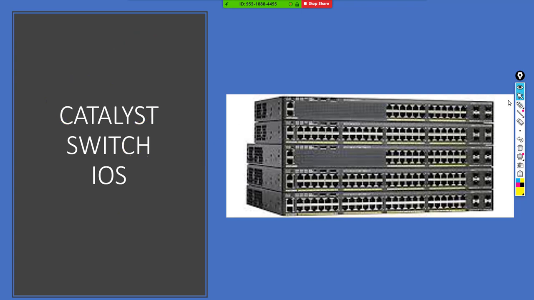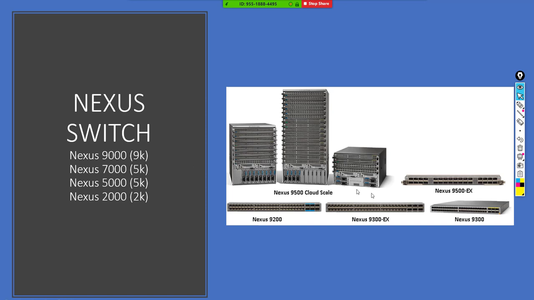So this is one of the basic switches, Catalyst. We call them Catalyst switches. We have Nexus boxes, which have the highest throughput.